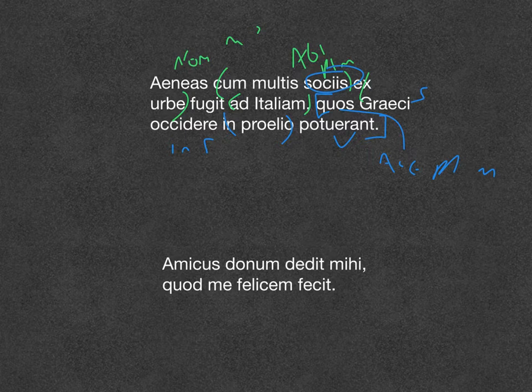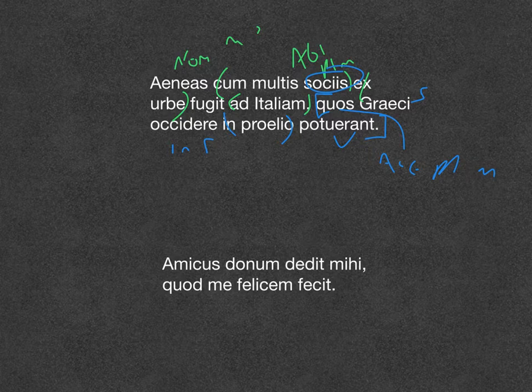But you'll notice how I did that translation. I put the sociis near the end so that I could put the whom right next to them. You could, of course, switch it around. You can say, Aeneas, with many comrades, whom the Greeks had not been able to kill in battle, fled from the city to Italy. You can put it anywhere. English is very loose with things like prepositions. You can kind of put them in various places. So as long as it makes sense, and as long as in your English it's very clear that quos modifies the comrades.